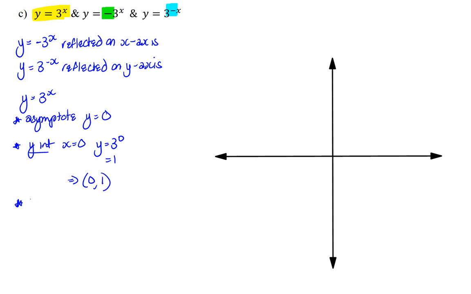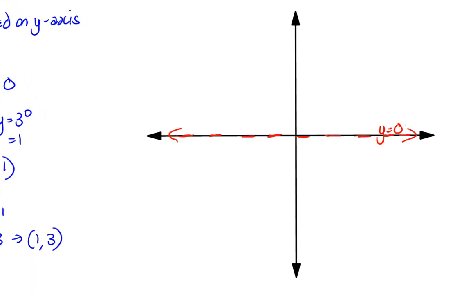And I need one other point. As I always say, if there's nothing leading to the other point, so there's no horizontal translation, just pick x as 1. So y equals 3 to the 1, which is 3, so 1, 3. So let's sketch my asymptote, 0, 1, 1, 3. So there's my y equals 3 to the x.